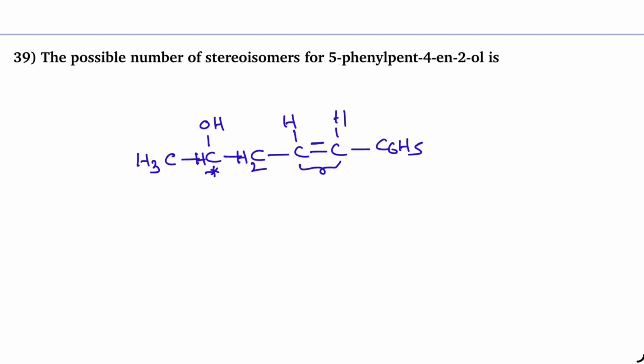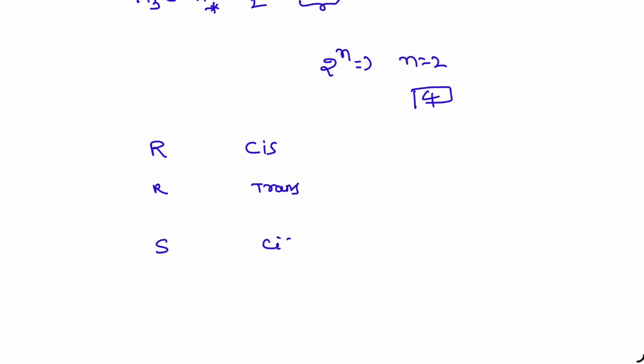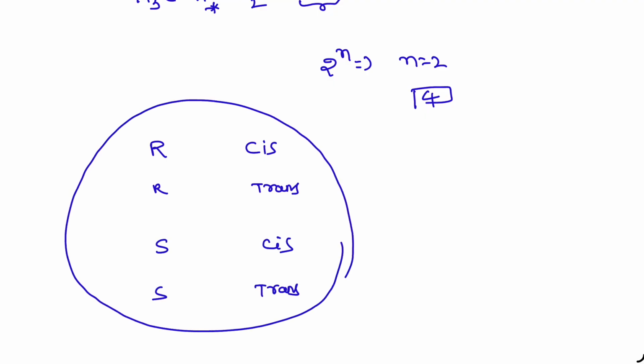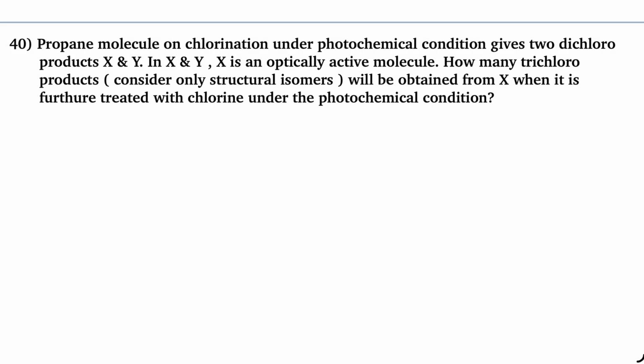So the molecule is unsymmetrical. So 2 power n, where n is sum of optical centers and geometrical centers. N value is 2. So 4 isomers are possible. They are chiral center configuration R, geometrical center cis, R, trans, S, cis, S, trans. So these are the 4 isomers possible. So let us move on to the last question in this part 1.